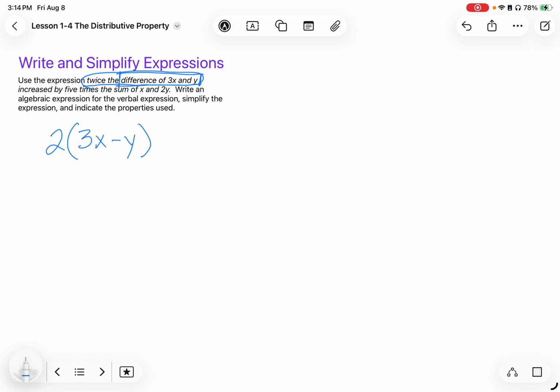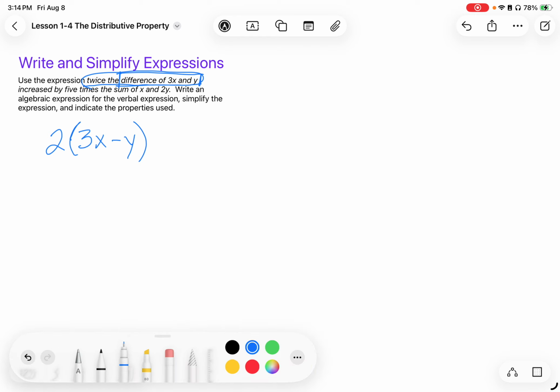If we don't do the parentheses, let me erase those so we can see what this is going to look like. If I do not include these parentheses, then it looks like I'm just going to double the 3x. I don't want to double the 3x. I want to double the difference, twice the difference. So I need those parentheses. Okay, great. So what does the next thing say?